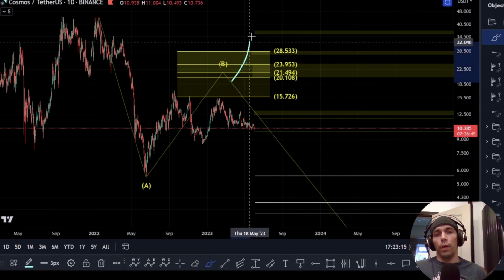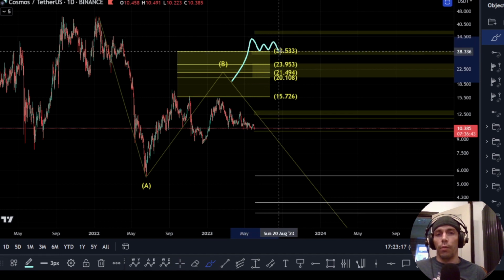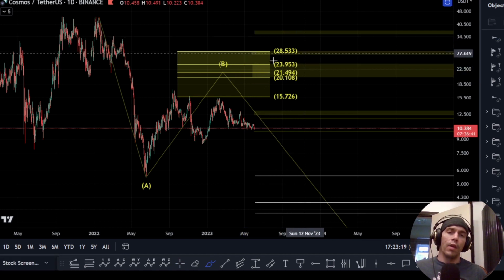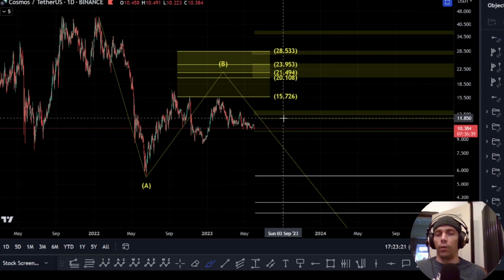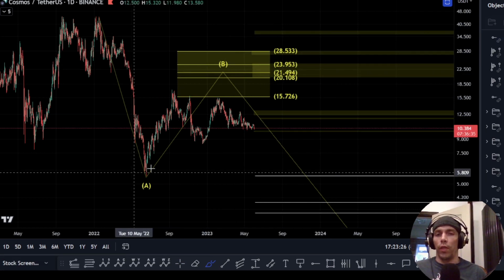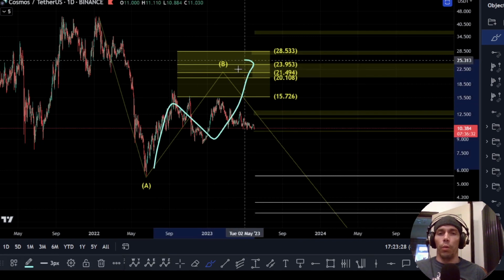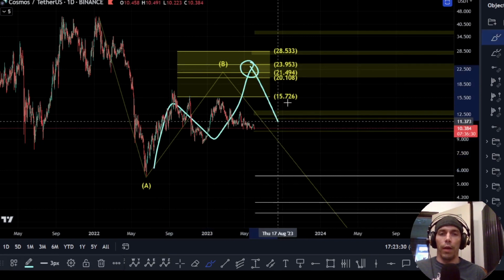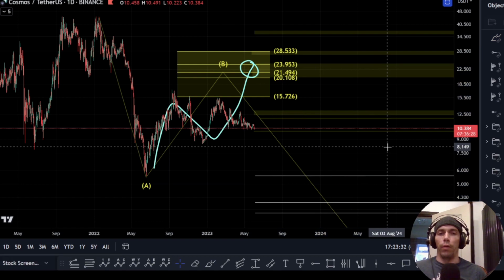If we do move up above this 2853 and start consolidating above this, then it becomes more likely that the other count is in play. However, if we stay below this level, we need to just be aware that this is always a possibility, where we could see this as a 3-wave move up before looking for an additional 5-wave move to the downside.